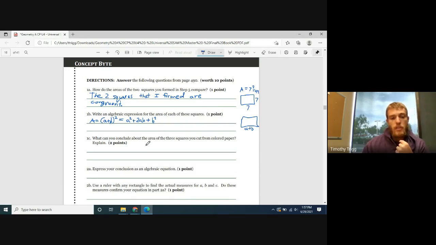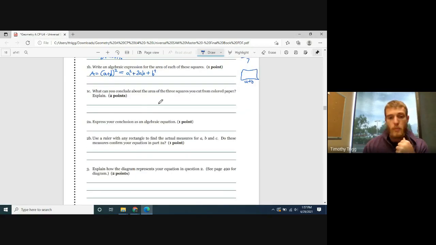Now let's consider the area of the 3 squares that we cut out. It says that you cut from colored paper, but we just use regular graph paper. What are the 3 squares we cut out? They're talking about the 3 original squares we cut, the 6 by 6, the 8 by 8, and the 10 by 10 square.